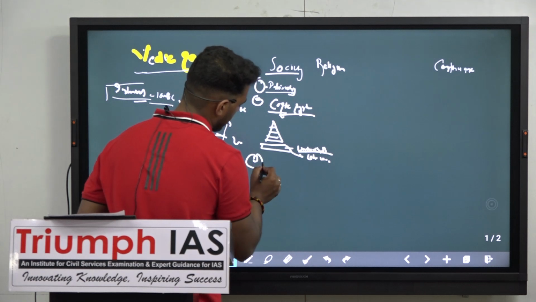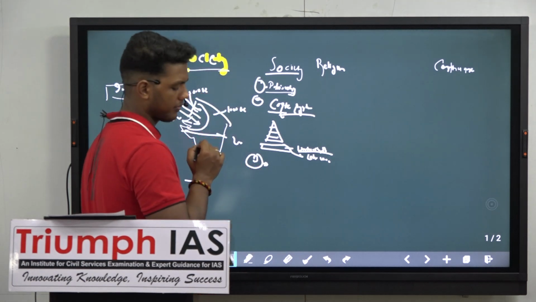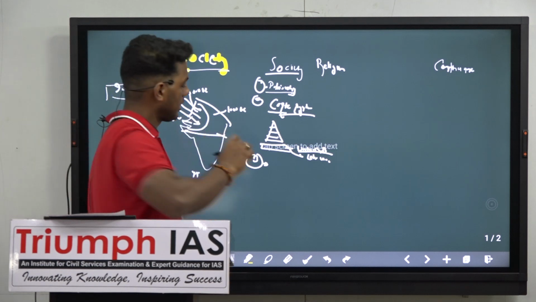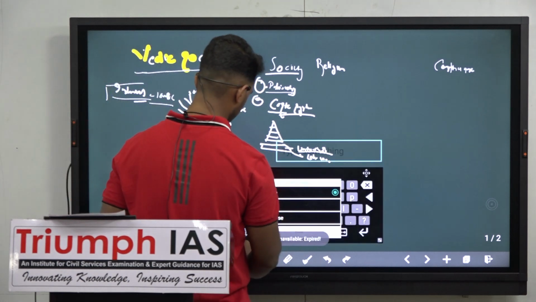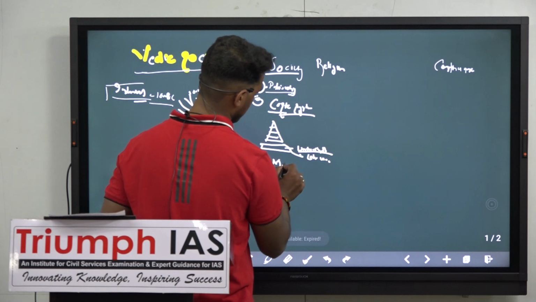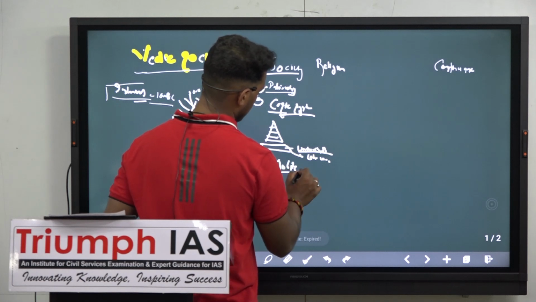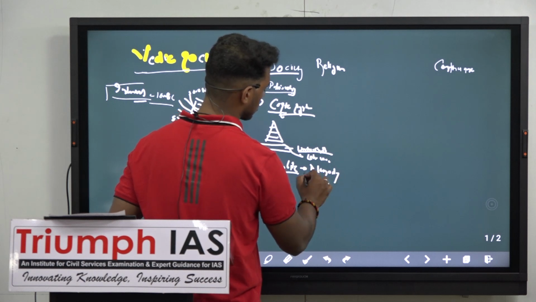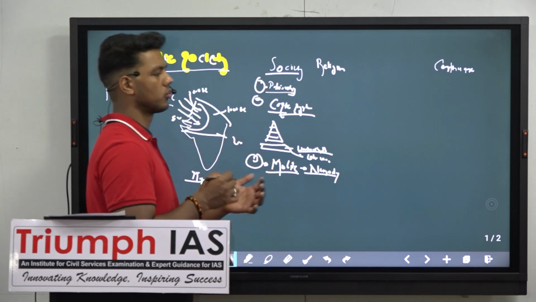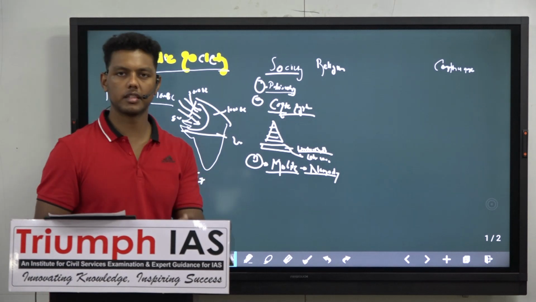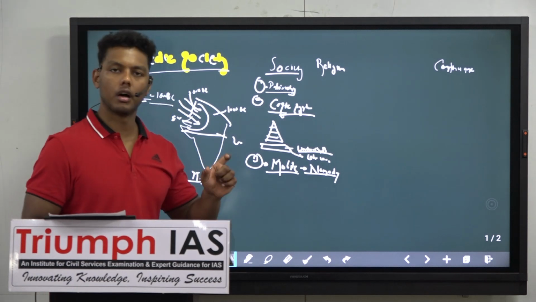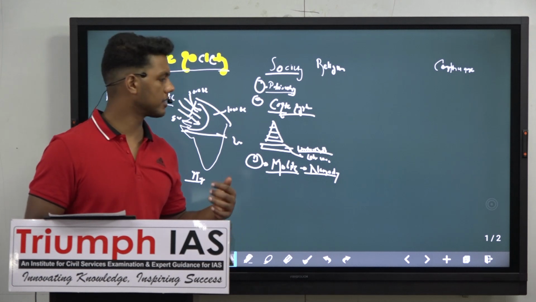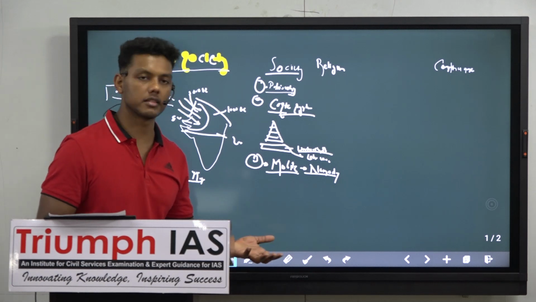Third, it was a mobile society. People were in a way nomads. They used to establish at one place and later they used to go to different places. Janpad, even then the word janpad is used, because there was less emphasis on territory and more emphasis on cows and other cattle.